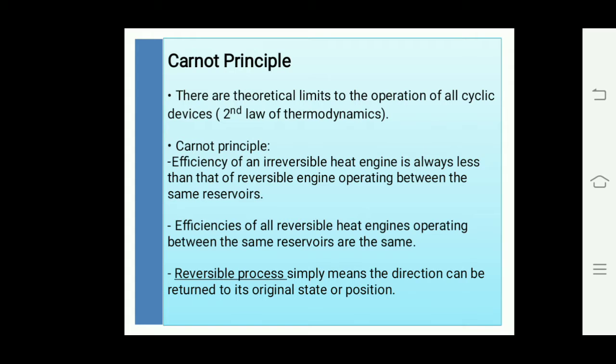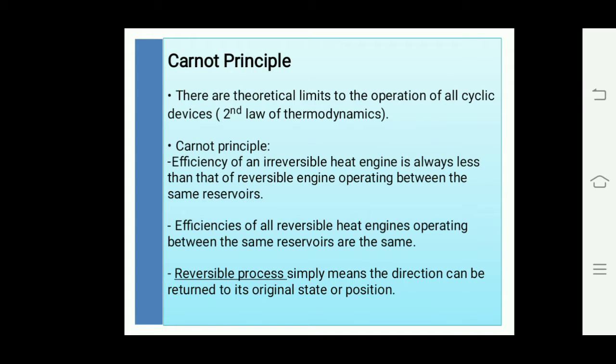The first principle is that the efficiency of an irreversible heat engine is always less than that of a reversible engine operating between the same reservoirs. This means that all real-life irreversible cycles will have lower efficiency than a reversible engine operating between the same reservoirs. It is impossible for any irreversible engine to have an efficiency higher than a reversible engine. Basically, the reversible engine's efficiency is higher than that of an irreversible engine.